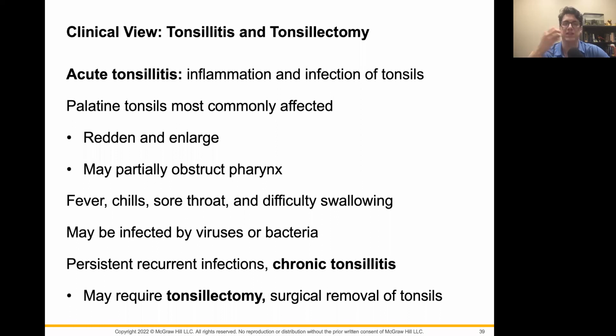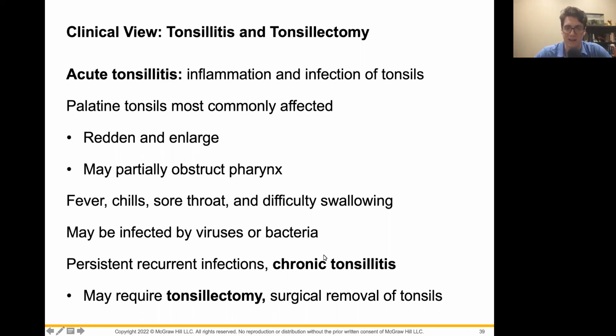Sometimes they swell so much that they actually start to block off the pharynx, which can make it difficult to swallow and sometimes even breathe. But even swallowing foods, especially hard, dry foods, tends to be very irritating during those cases. In some cases, you can get fevers and chills. Most of the time you will have sore throats, and sometimes difficulty swallowing. If this happens over and over again, this will sometimes be called chronic tonsillitis.